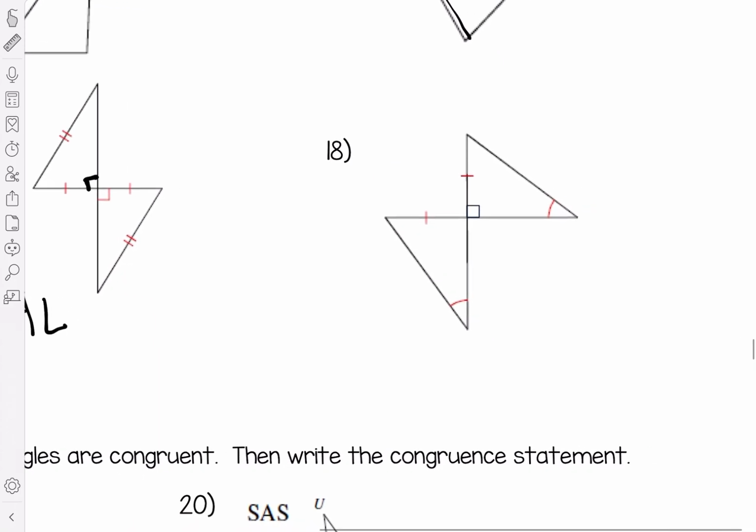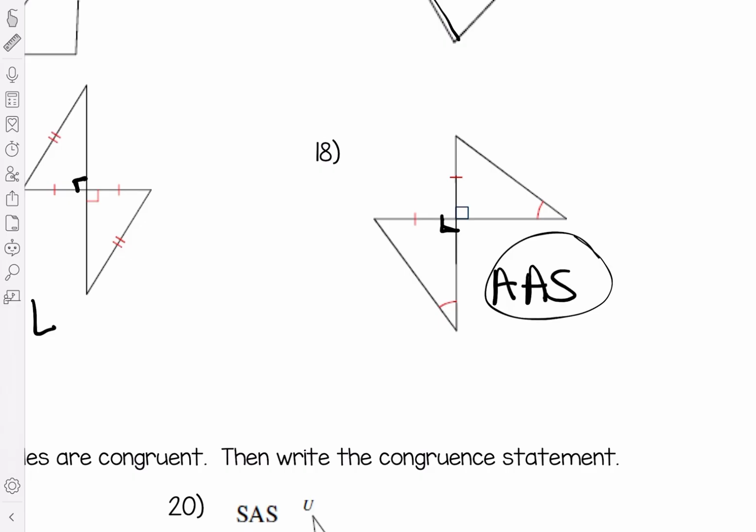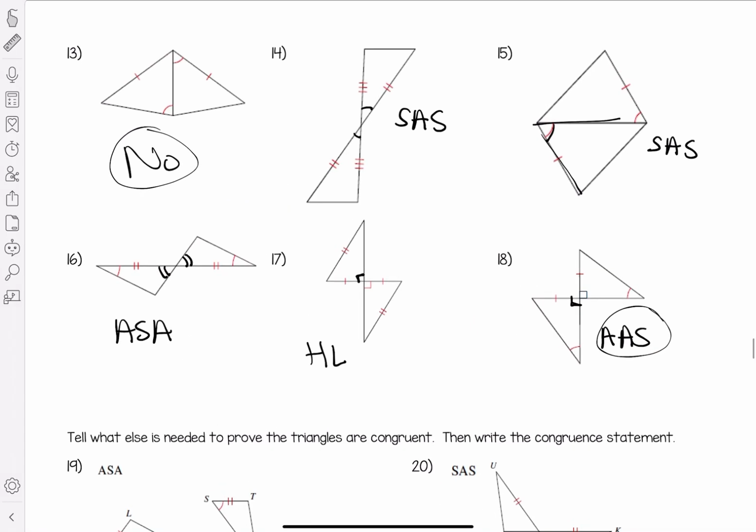All right, and then last one, we see that these are both 90-degree angles, again, because they're vertical angles. Now, I don't know if the hypotenuse matches. However, I do have that this angle matches this one, this angle matches this one, and this side matches this side. So we could call this an angle, angle, side. Okay? So just because it's a right triangle does not mean you have to use hypotenuse leg theorem.